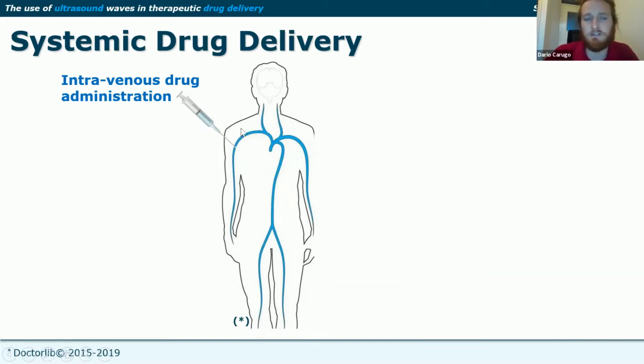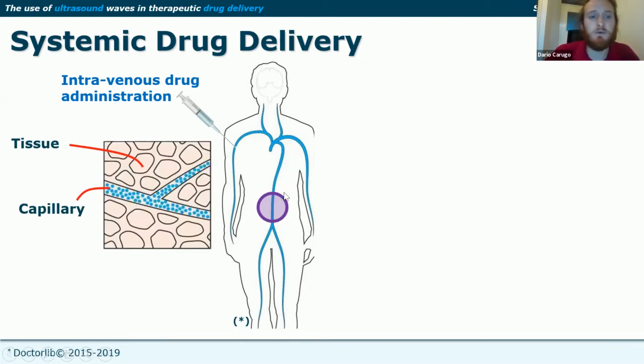So let's assume that we are administering a drug in this way, but ultimately what we want to do is to treat a tissue which is located within this purple circle here. As I mentioned before, the drug is going to travel within the circulatory system and ultimately reach the small capillaries, which are the smallest blood vessels within the body, throughout the body. Capillaries are those blood vessels which are deputed to the transport of substances between the blood vessels and the surrounding tissues. For example, nutrients, waste products, gases are all transported at the capillary level. And the same applies to drugs.